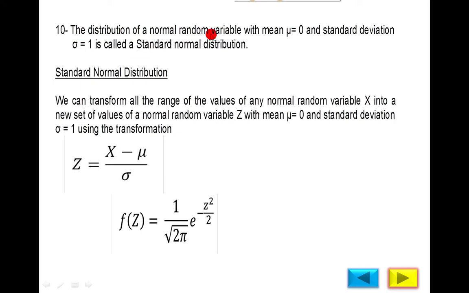The distribution of a normal random variable with mean mu equal to 0 and standard deviation sigma equal to 1 is called a standard normal distribution. With the help of a standard normal distribution, all the probability values of a given condition, with mu and sigma, are given in the normal probability distribution table.